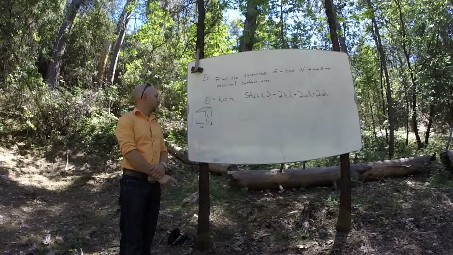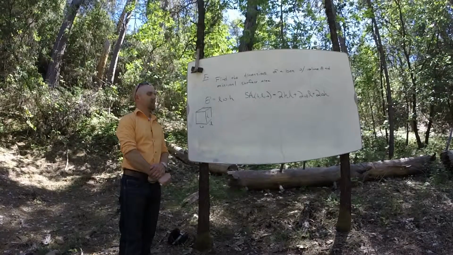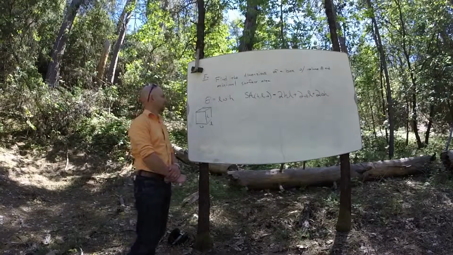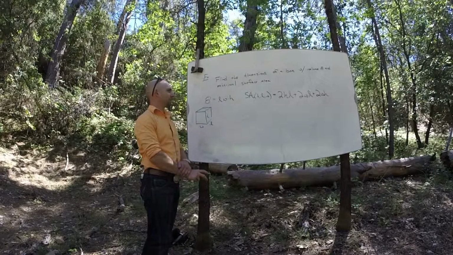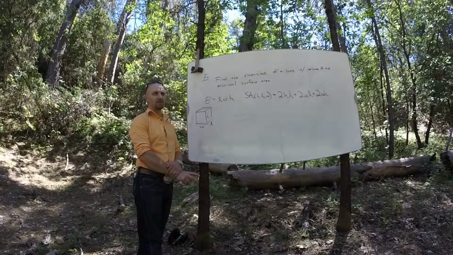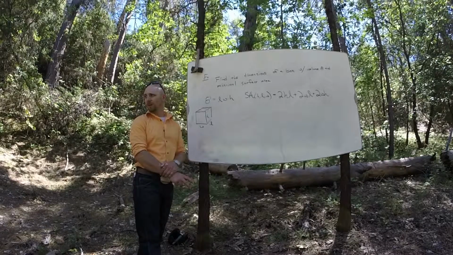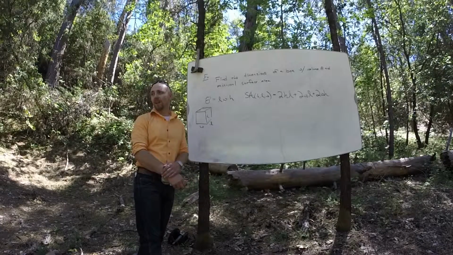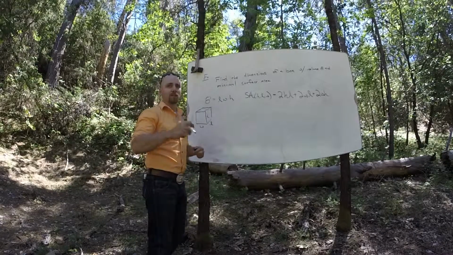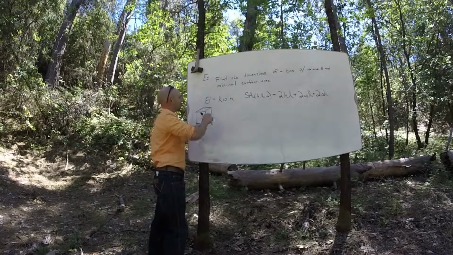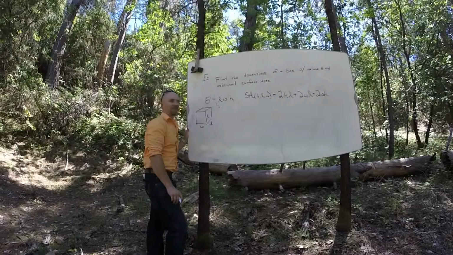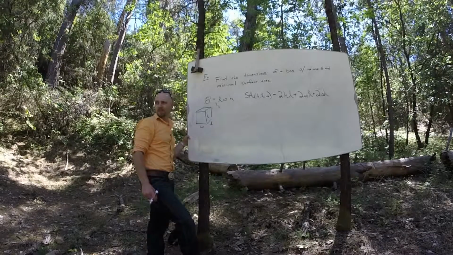So how would you do this in Calc 1 land? We'd solve for one variable in terms of the others, make a substitution, and then take a derivative, right? That's exactly the same thing we're going to do here. What does this constraint equation tell me? Which variable do you want to get rid of? H. W.